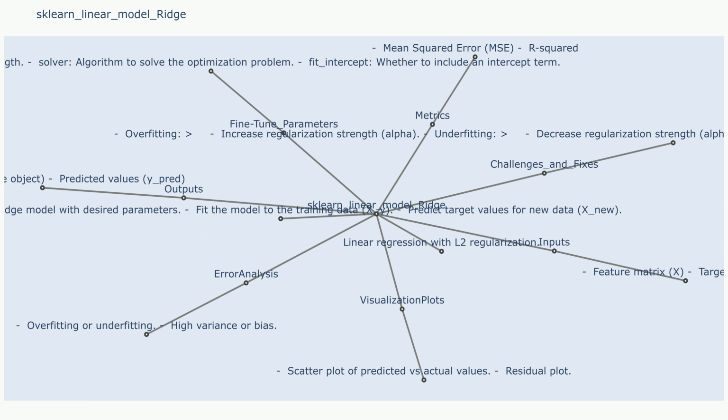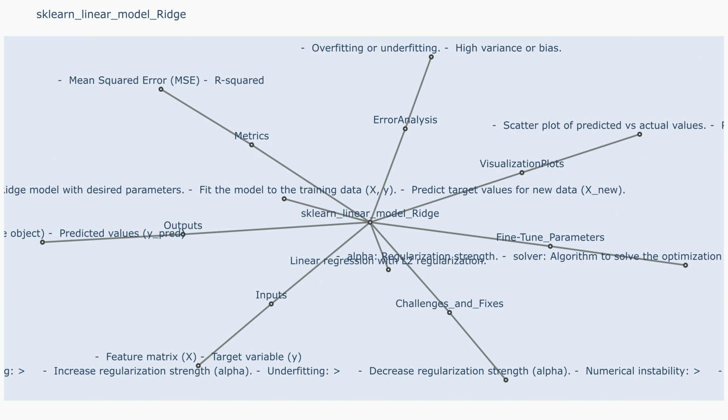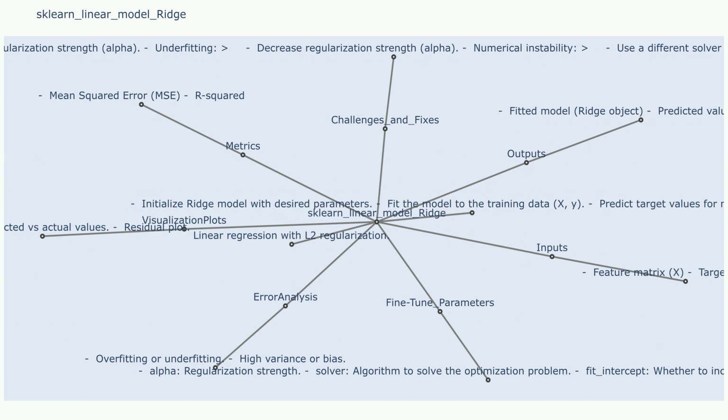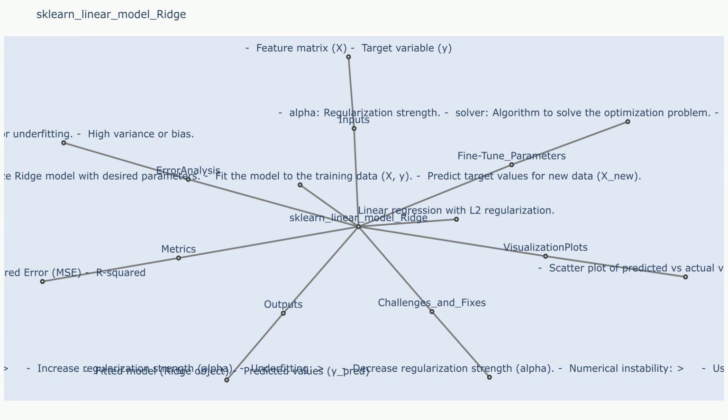Metrics. Mean squared error, MSE, the average squared difference between the predicted values and the actual values. R squared, a statistical measure that represents the proportion of the variance in the dependent variable that is predictable from the independent variables. Visualization plots. Scatter plot of the predicted values vs the actual values. Residual plot of the errors vs the predicted values.